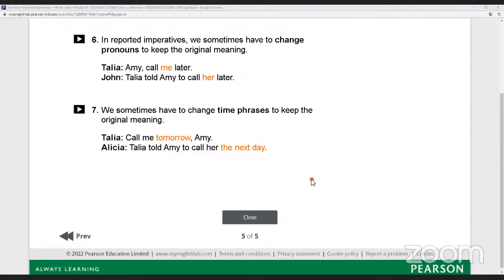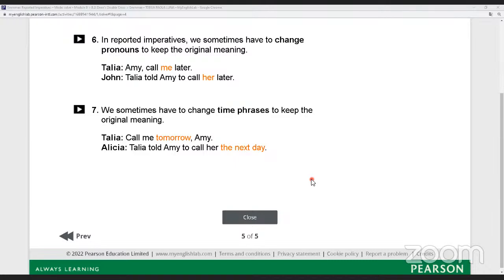In the sentence, in point 7, it was not necessary to change the time phrases, right? We can even use tomorrow to answer. Well, we actually have to change it, right? Because in order to keep the original meaning, right? This is one of the lessons that we have to keep with us. What do I mean with this?